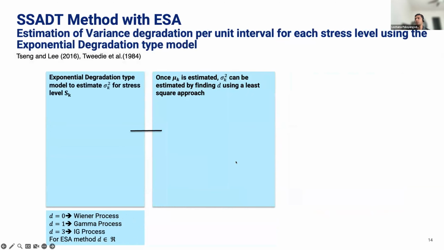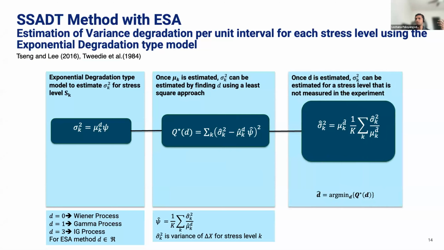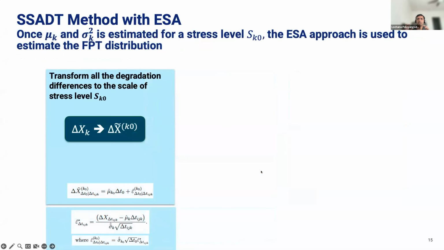And next, we tried to figure out how the variance of the data changes with the stress level, and how we can model that. We use a specific model type called exponential degradation models, with which we could find how the variance of a degradation changes when you change the stress level. Once we have how the mean and the variance change with stress levels, we can transform our degradations into ambient temperature levels.